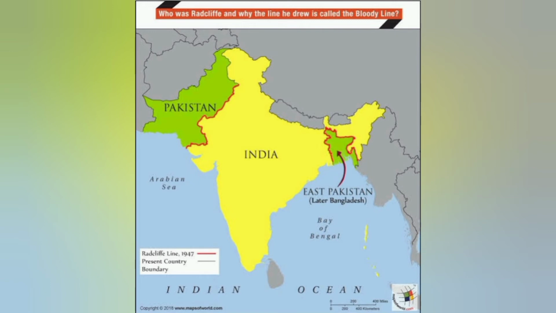The information on population, railways and rivers is based on the archived maps from the Imperial Gazetteer of India of 1931. How India, Pakistan and Bangladesh were formed. The process of partition was not simple.